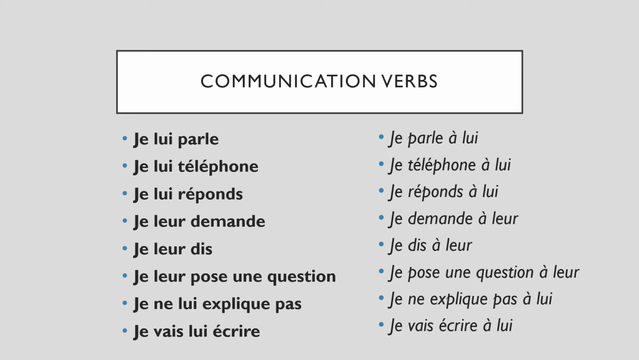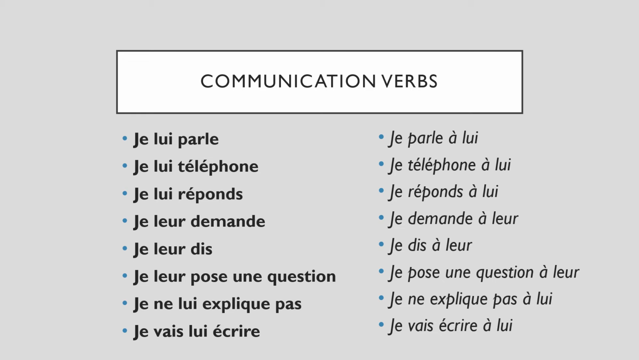So here's the list of common communication verbs that you notice are all using those indirect object pronouns. Je lui parle. Je lui téléphone. Je lui réponds. Je leur demande. Demander, to ask. Je leur dis, dire, to say. Je leur pose une question. Je ne lui explique pas. Notice I don't abbreviate lui. It's just L-U-I all the time. Je ne lui explique pas. I'm not explaining to him. And je vais lui écrire, write to him or to her, so I got to use lui. Now on the right, you'll notice that I wrote them in a different way in italics.